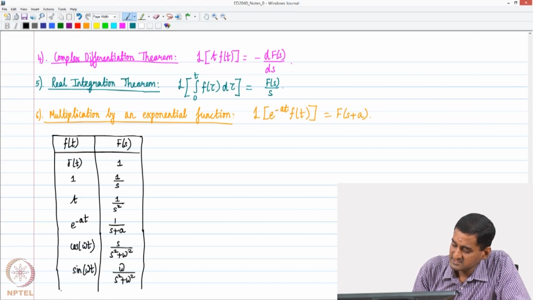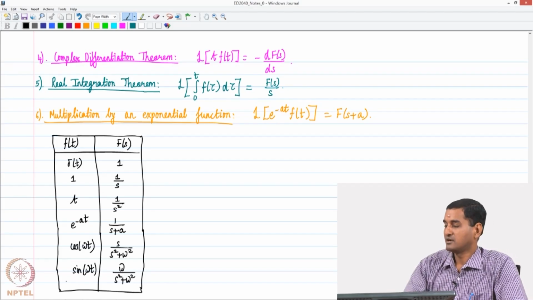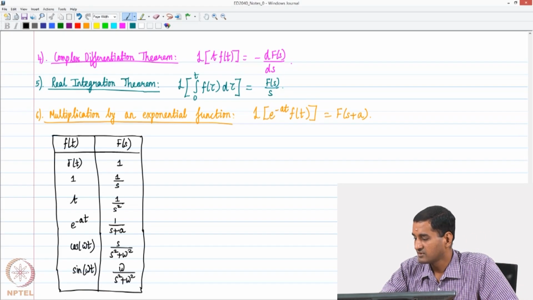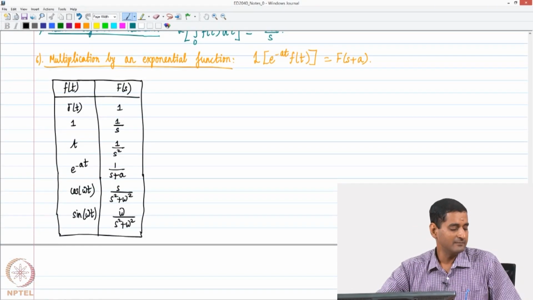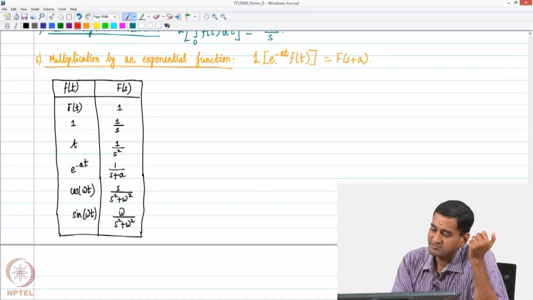Okay. So this is just a preliminary table of Laplace transforms. Of course, we can add more functions as we go along, but I have just listed whatever we are going to use very frequently. So just to demonstrate a few theorems, right.